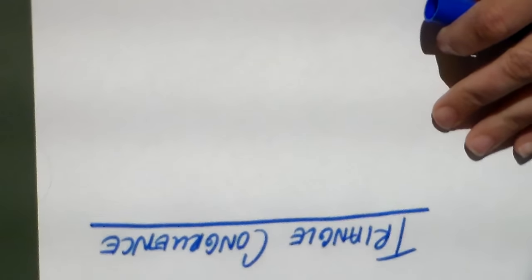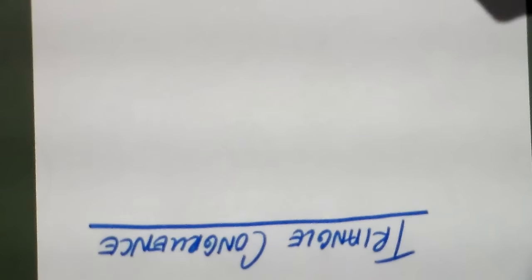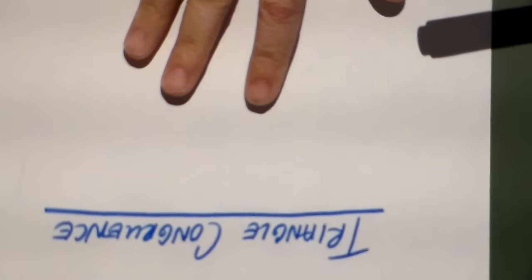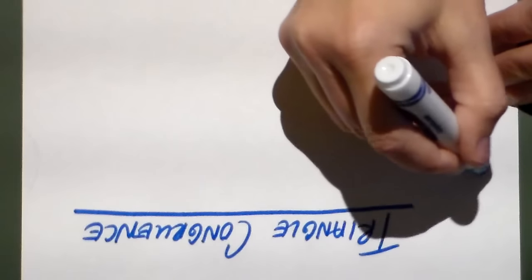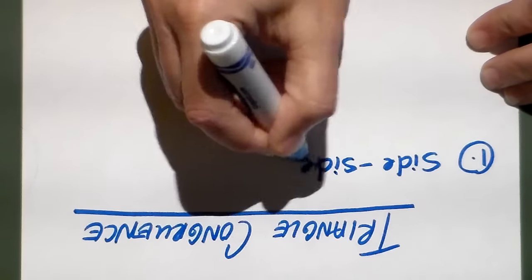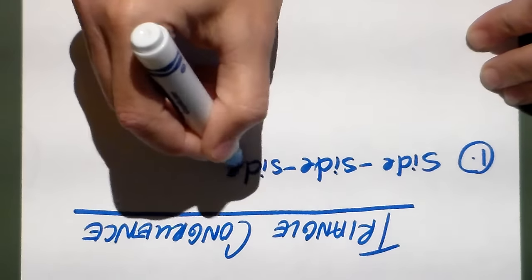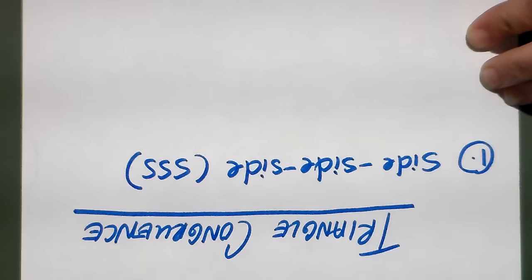Okay, so we're going to look at triangle congruence, and we are going to talk about the ones that we haven't talked about in class yet. So we've actually talked about two in class, and the two that we've talked about are, number one, side-side-side congruence. If you remember, you can abbreviate that SSS.